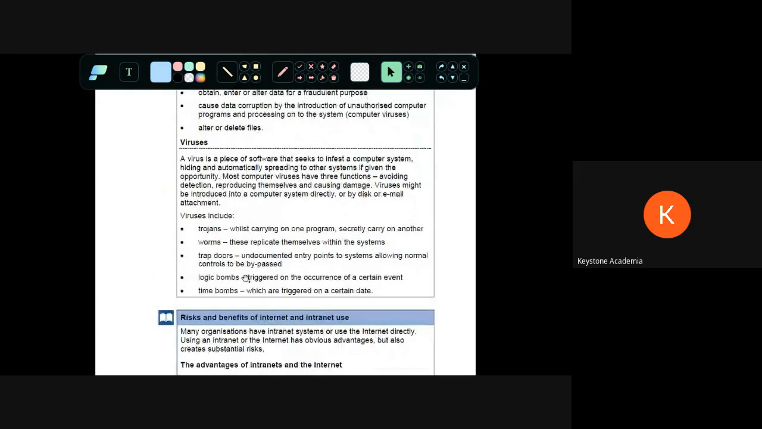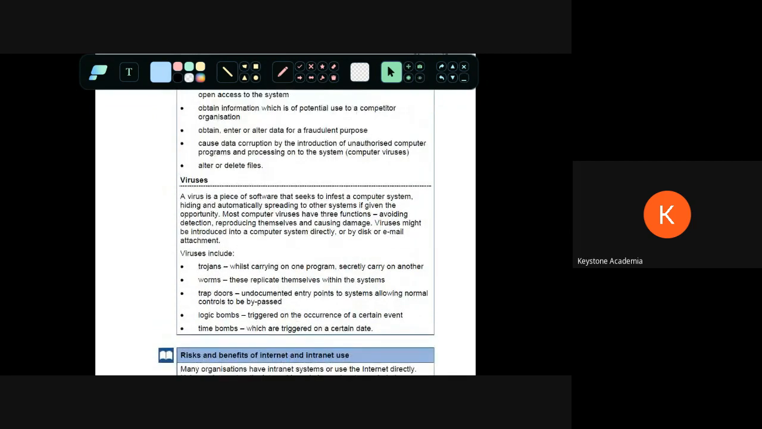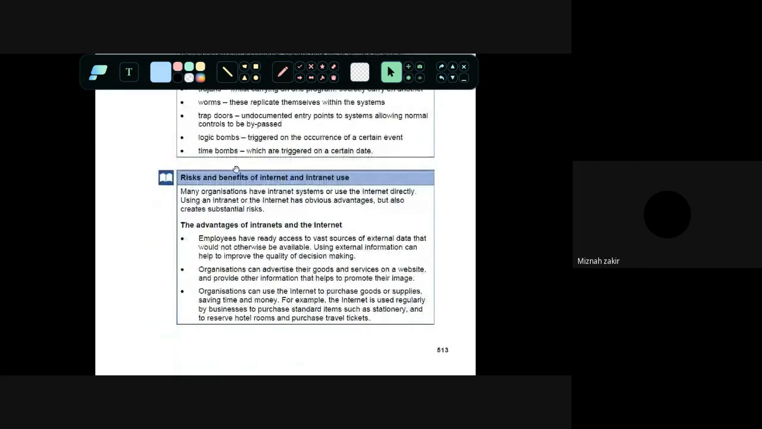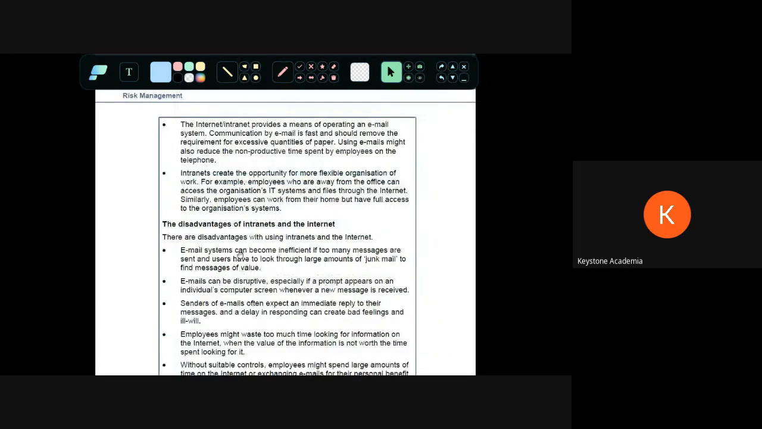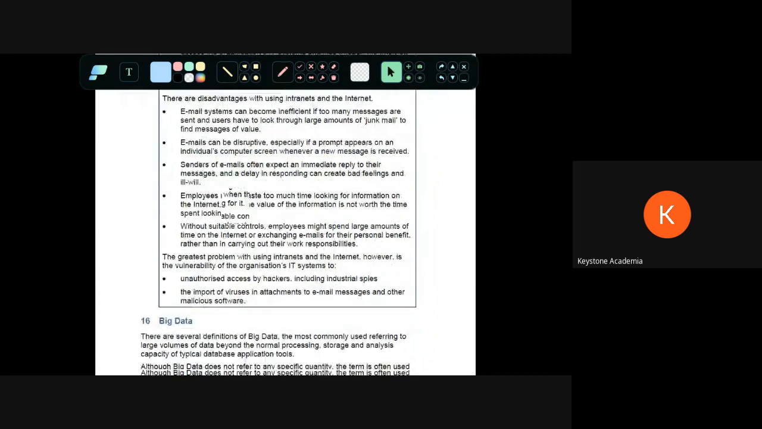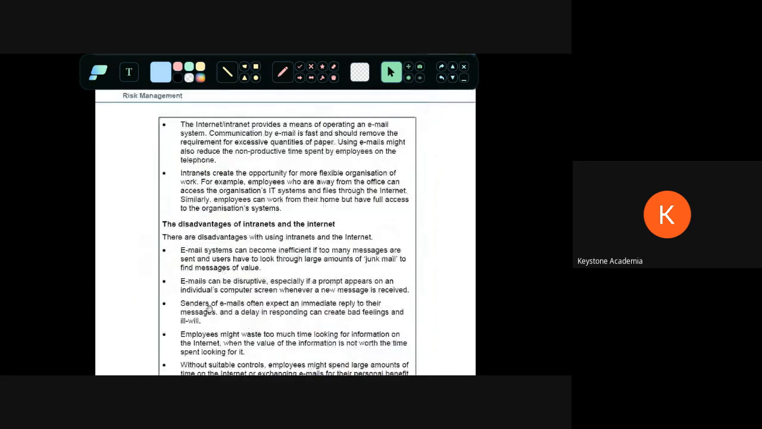Okay, then your hacking is there. You can go through that, right? Viruses. Should I go through this? No, no, it's okay. It's just to read, yeah. Then advantages and disadvantages of internet. Okay, this is important. Your big data.